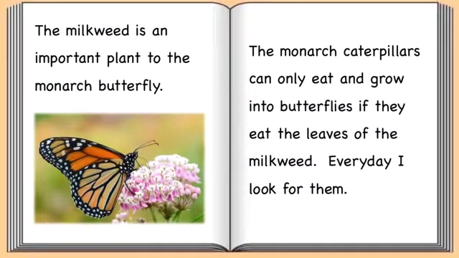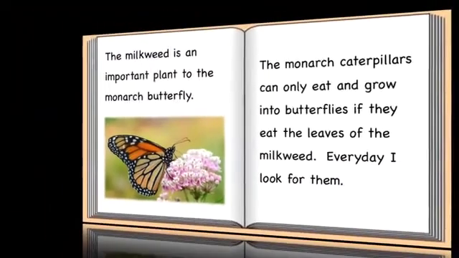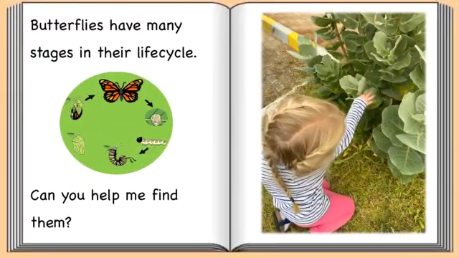The milkweed is an important plant to the monarch butterfly. The monarch caterpillars can only eat and grow into butterflies if they eat the leaves of milkweed. Every day I look for them. Butterflies have many stages in their life cycle. Can you help me find them?